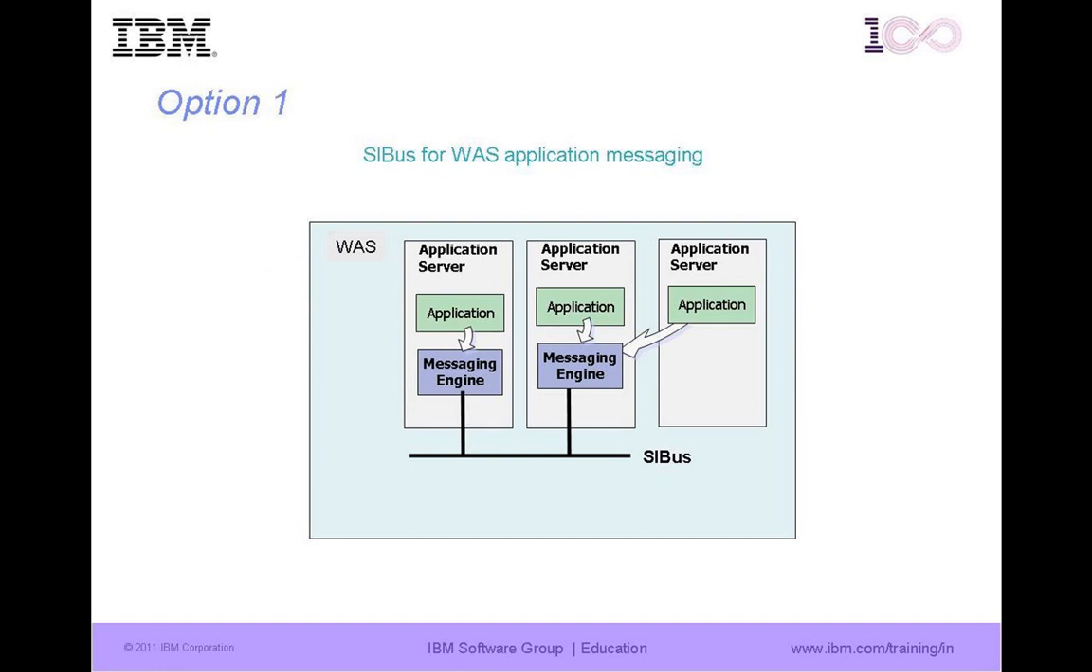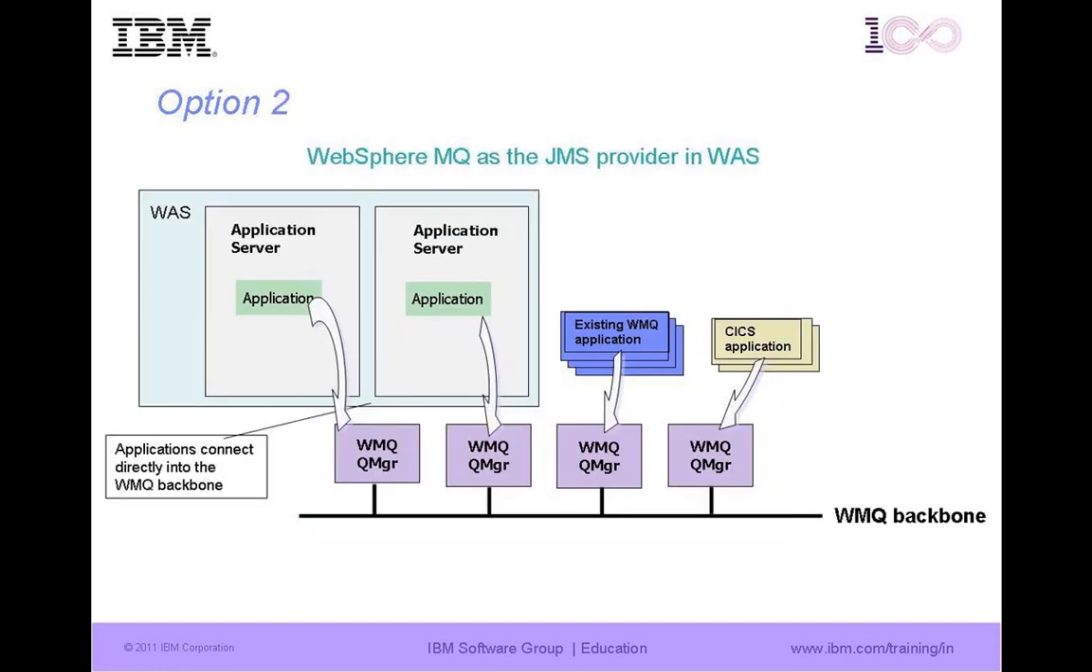On this slide, what we can see is option 1, the SI bus being used as a default messaging system for your WAS applications. We can see that each of the application servers can have a messaging engine, or they don't have to have a messaging engine, but can connect directly to an application server that hosts the messaging engine. And in this diagram, we can see the SI bus is being used as a default messaging system, or a full-fledged messaging system, for the applications running within WAS.